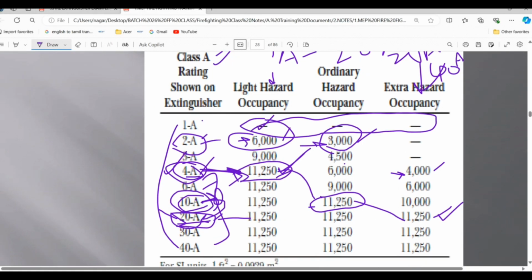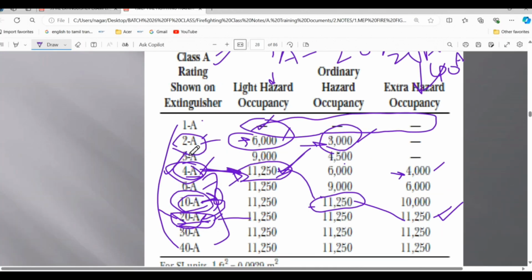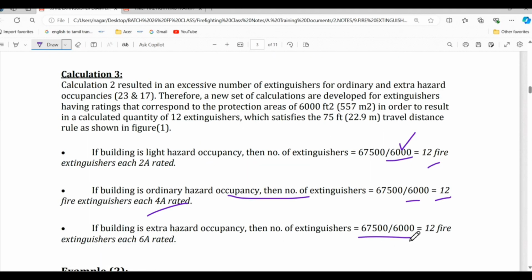So here for the light hazard, I tried the same minimum rating, so 12 fire extinguishers, it is still the same. And coming to the ordinary hazard, same 6,000, 4A rating. Coming to the extra hazard, earlier I tried with the minimum, that is 4A, so the quantity changed a bit. Now I am going to increase it, same 6,000. So here also I will try 6,000, so it will be 6A rating. This one by 6,000, 12 fire extinguishers each with 6A rating.